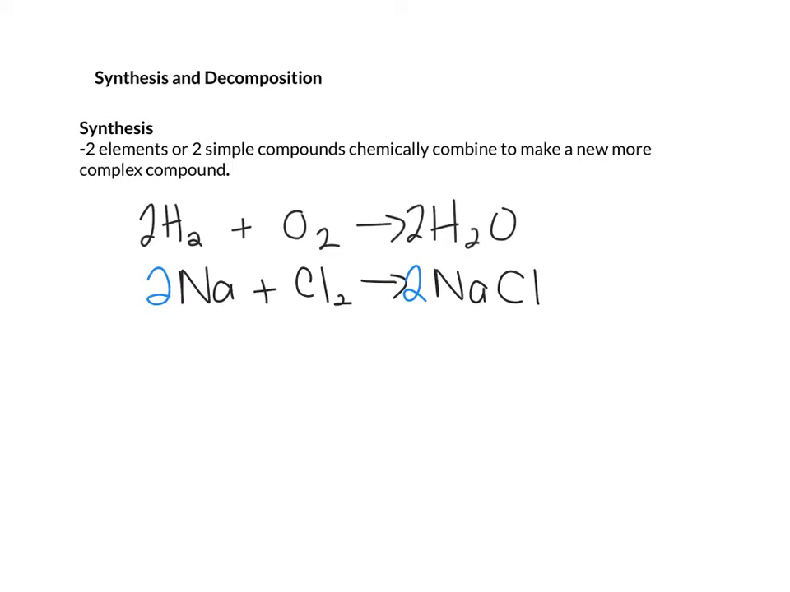You can also have two nonmetals joining together. Sulfur can occur in different allotropes or different forms. One of them is the S8 form. So there's 8 sulfur atoms. So they will come together in a combustion reaction with oxygen gas to form sulfur dioxide. You would have to balance.